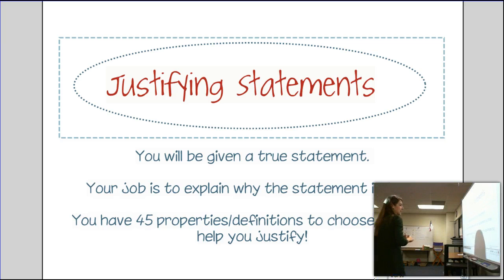So, we're going to take baby steps, okay? Our job today is simply, I'm going to give you a statement, so the statement comes from me, and you just have to tell me why it's true. It's like you're backing up what you say, right? If you say something, you got to back it up. So I give you a statement, you tell me why I'm allowed to say that statement.